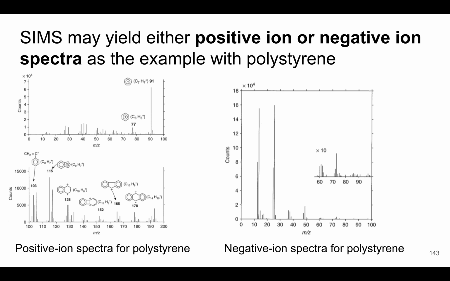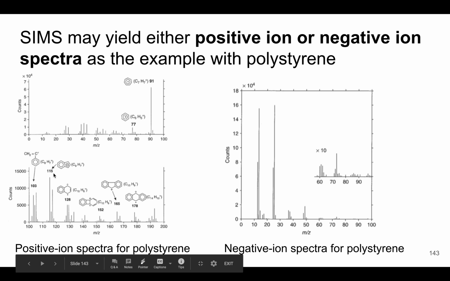All right, so in SIMS, we talk about ions. Well, we can yield either positive ions or negative ions. So that's something different that we see because we can get either positive or negative charge. But we typically need to do them separately. And so the positive ion spectra for something like polystyrene can be seen here on the left.